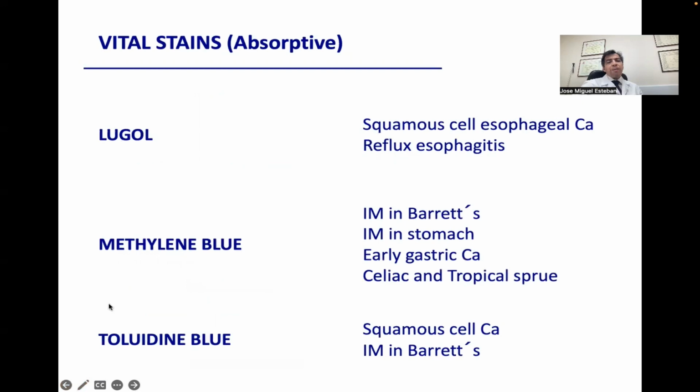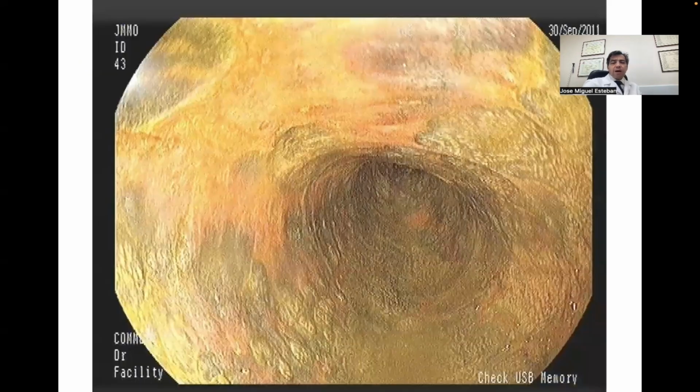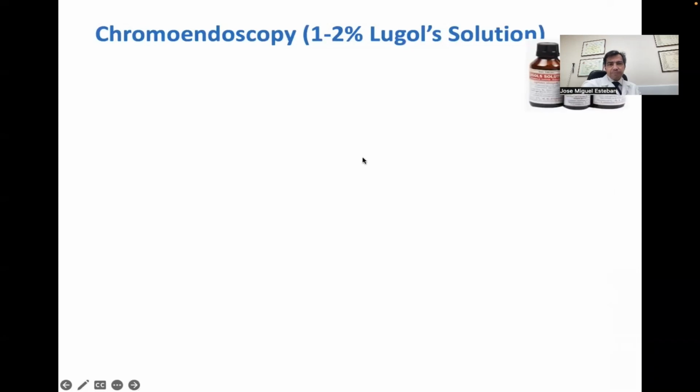About the vital absorptive stains, the one we will use for squamous esophageal cancer is Lugol. And you can see these images. They were taken some time ago, but we see those areas where the stain is not taken up, like in this area, which is the suspicious area of dysplasia.